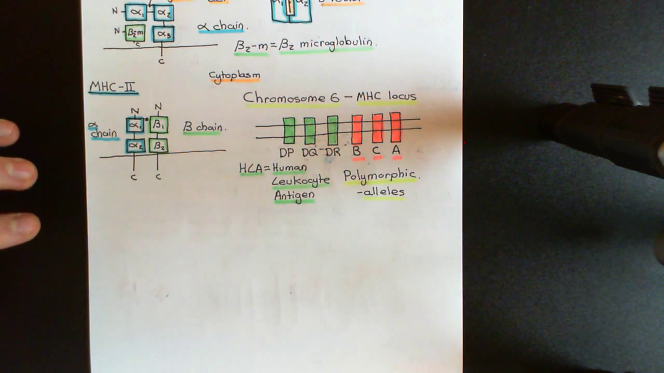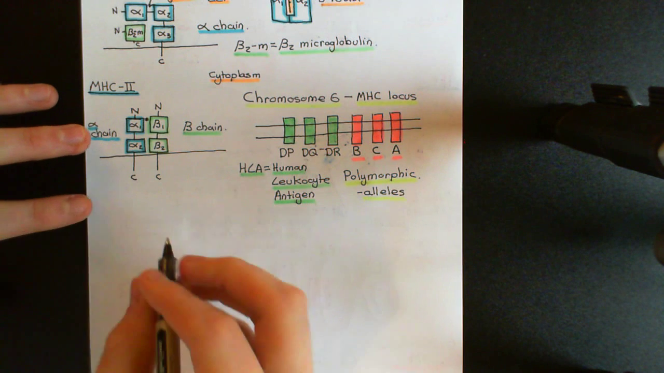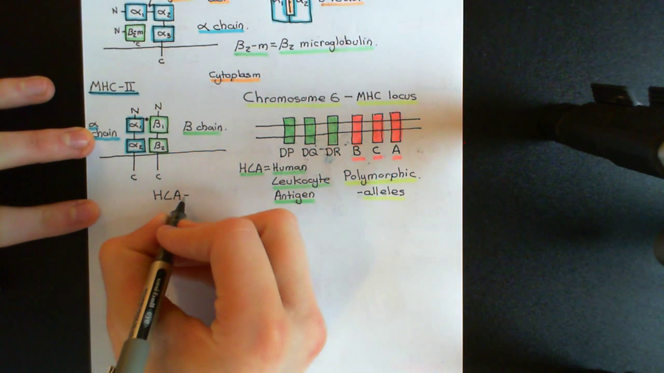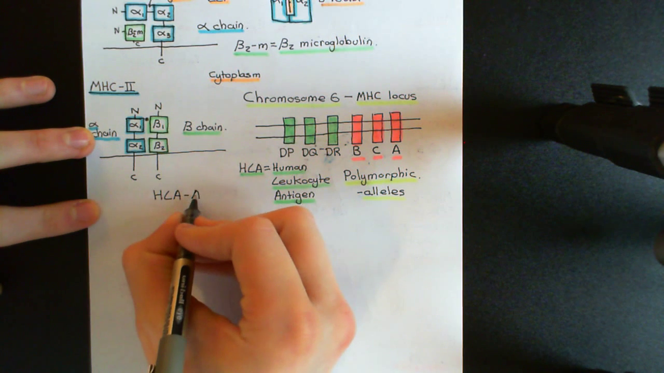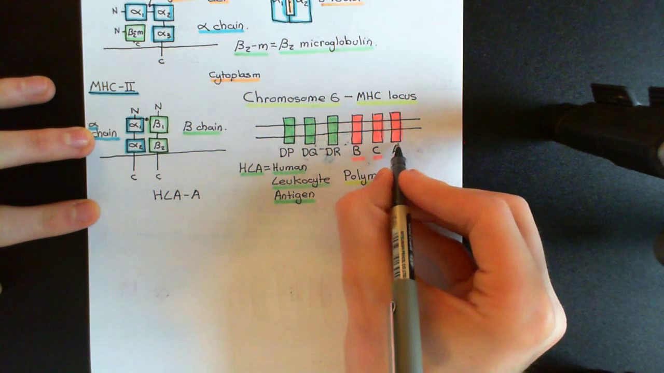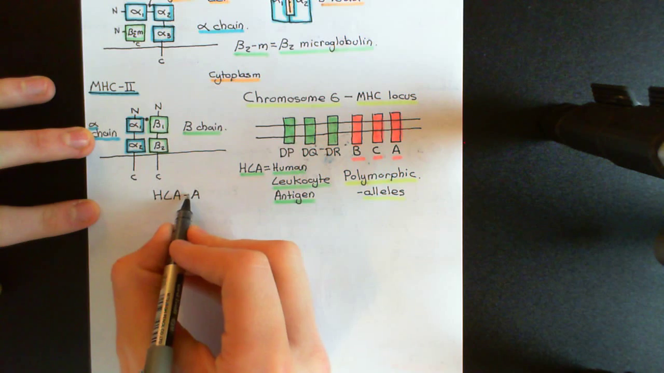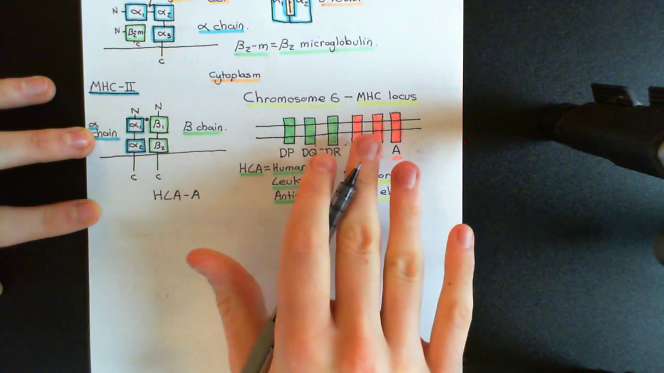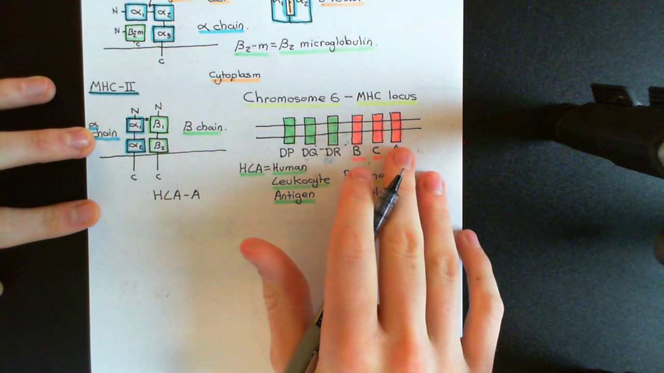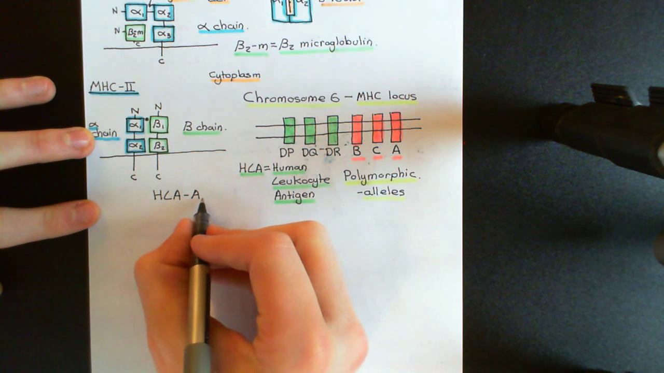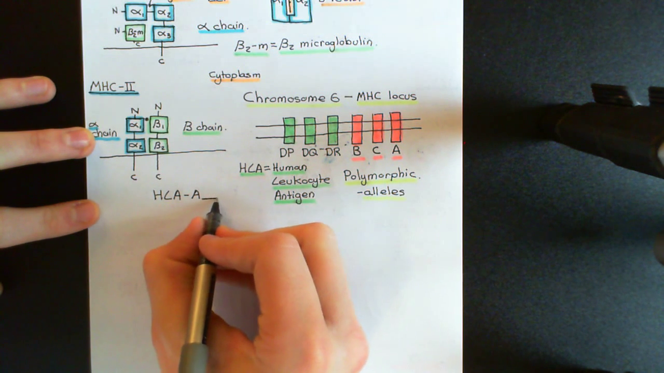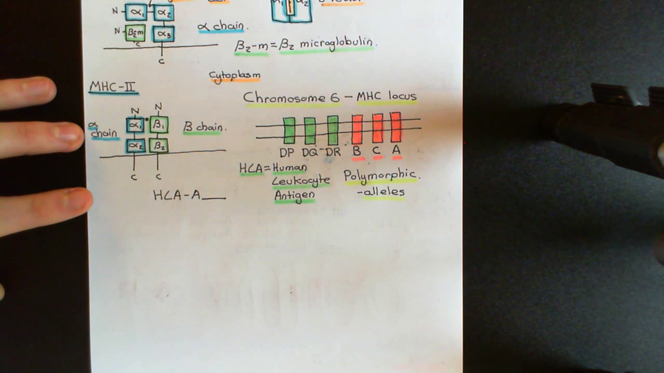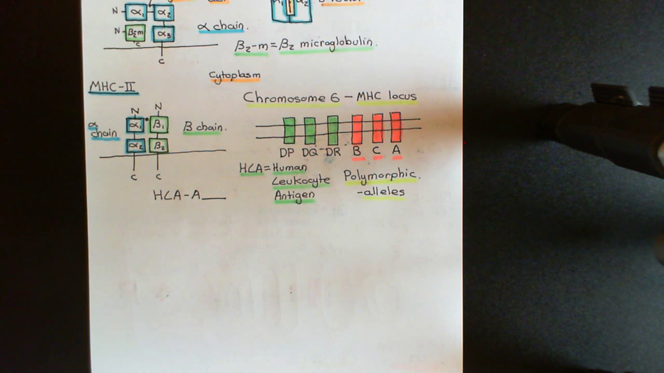Okay, so firstly let me just give you the way that different alleles are named. For the HLA-A locus, this is the way it's written. You put HLA and then a dash, and then you put A, B, C, DP, DQ, DR, whichever one you're talking about. Because there are loads of different alleles here, the way it's named is that you put a great big number after this.